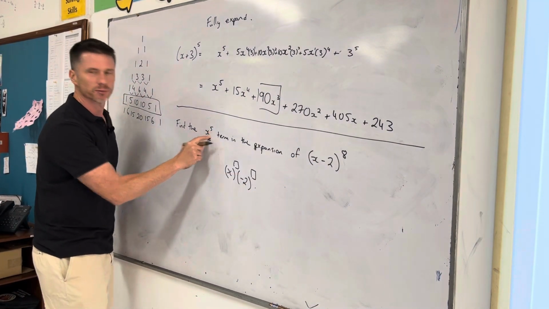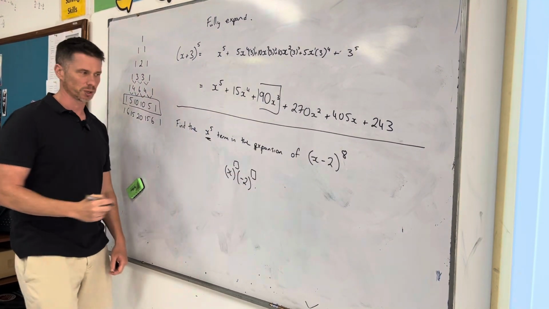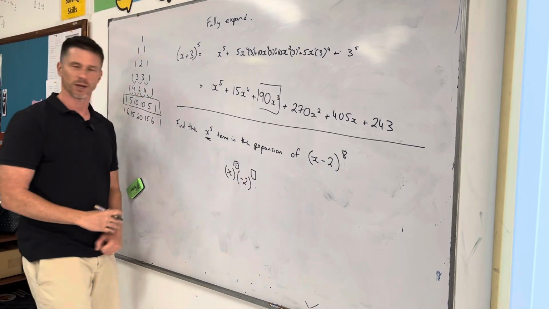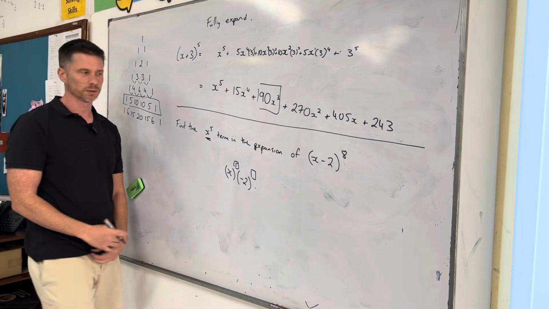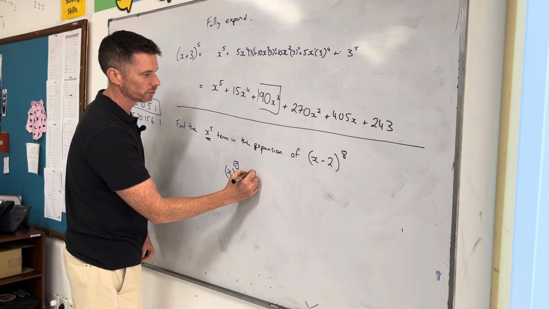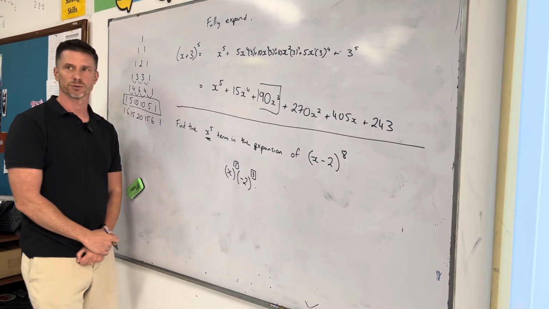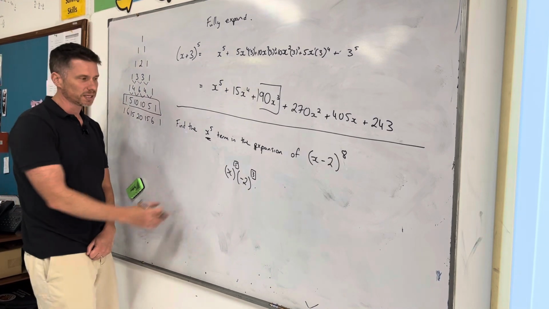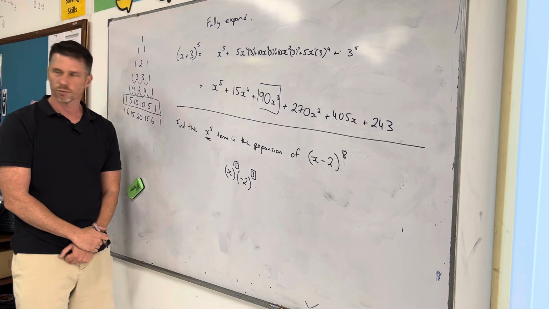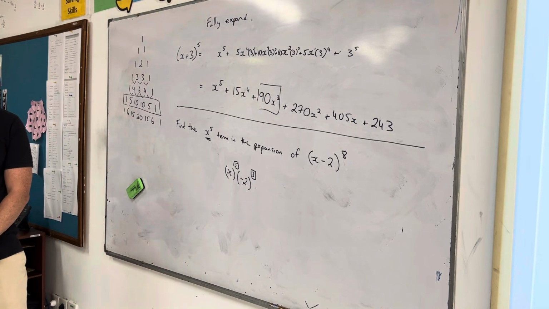Now, I already know I'm looking for the x^5 term. So I know that this has to be 5. So what must the minus 2 be to the power of? 3. Okay? But I'm missing this number in front. What's this number in front going to be?